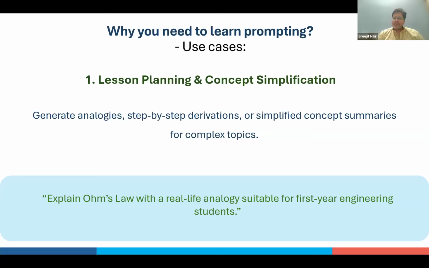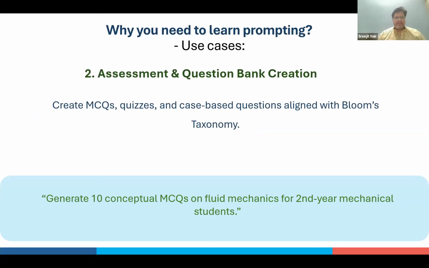You can ask for very creative ideas, and such. Here I have explained a prompt that you can use, like: explain Ohm's law with a real life analogy suitable for first year engineering students. Something like this will help you create something specific that a first year engineering student can understand better. You can add context, like what kind of student and what challenges the student is having, and it will customize and give you brilliant ideas of how you can approach teaching.